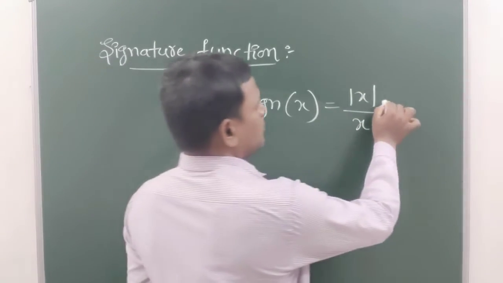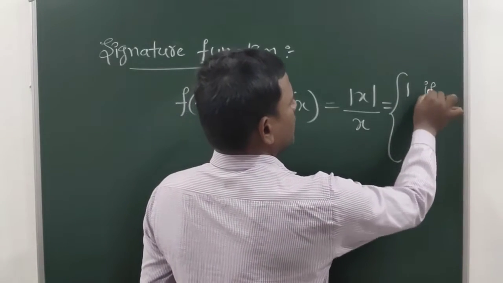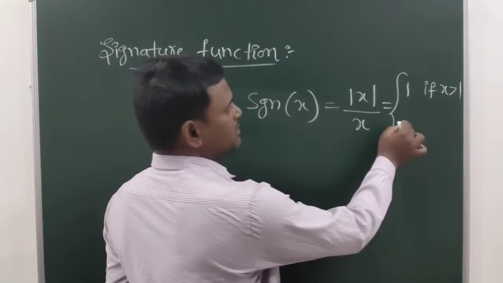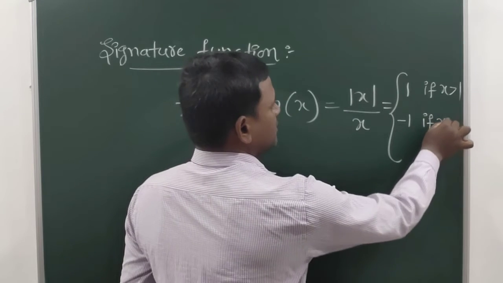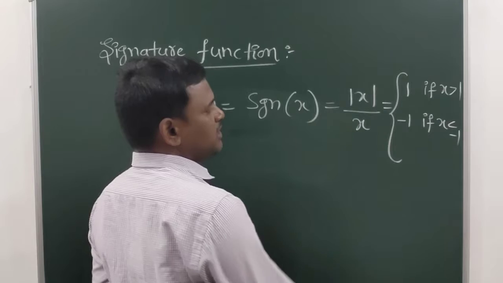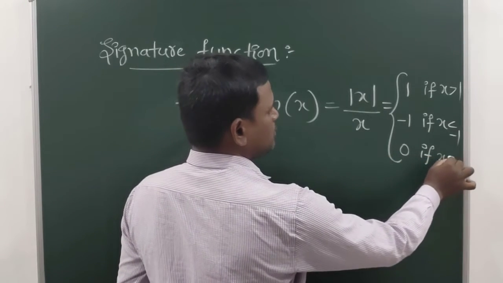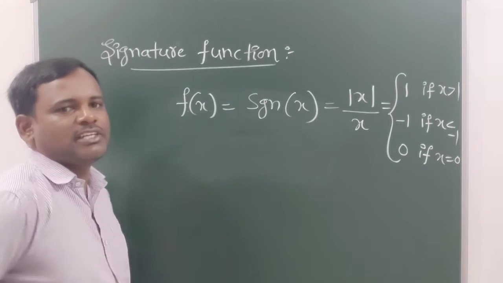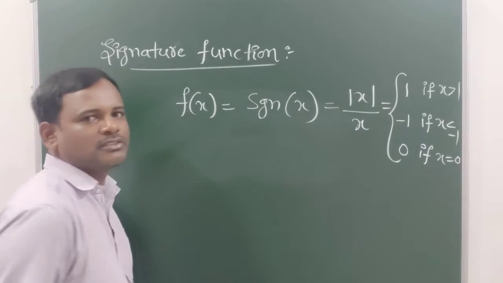It is equal to 1 if x is more than 0, equal to minus 1 if x is smaller than 0, and equal to 0 if x is equal to 0. So this is the definition of the signum function, f of x is equal to mod x by x.